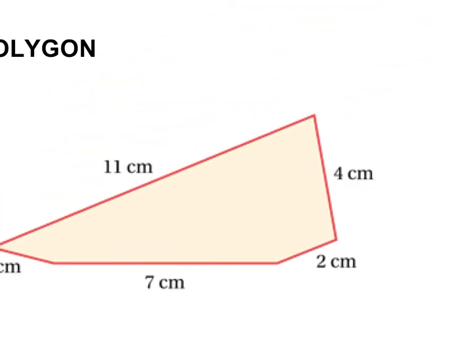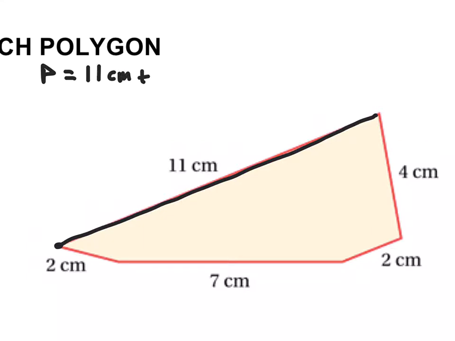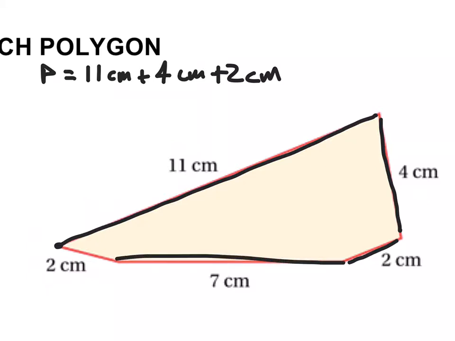In this one, I'm going to do this up here. So the perimeter of this polygon is going to be, let's start with the first side, which is 11 centimeters. Okay. And then we're going to add 4 centimeters. And then we'll add 2 centimeters. And then we're going to add 7 centimeters. And then we're going to add 2. Okay, so then plus 2 centimeters.